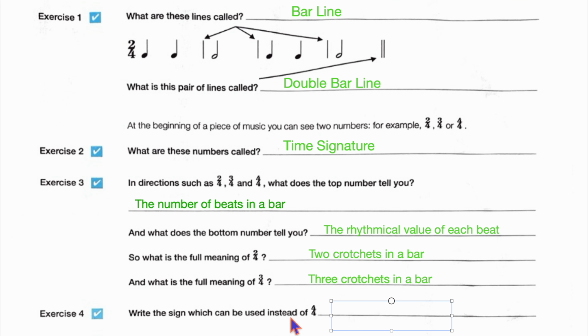Write the sign which could be used instead of 4/4. That is C, which is common time. I'm just going to write this in brackets.